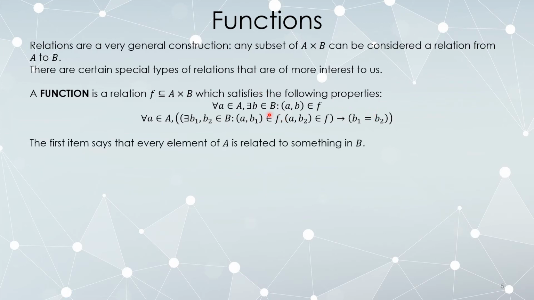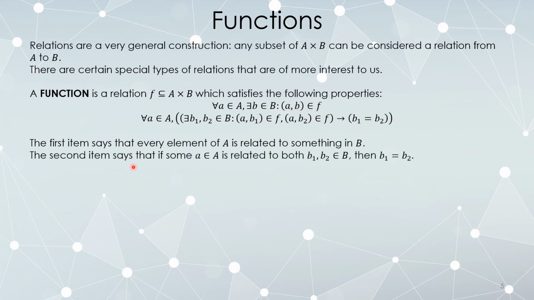Okay, so what do these say? The first says every element of the first set is related to something. Every element of the first set, there is a thing that it's related to. The ordered pair belongs to that relation. The second says, fine, the first says everything's related to something. This one says if something in the first set is related to two things, then those two things were the same thing to begin with. In other words, you are not related to two different things. So everything in the first set is related to something, but not to two different things.